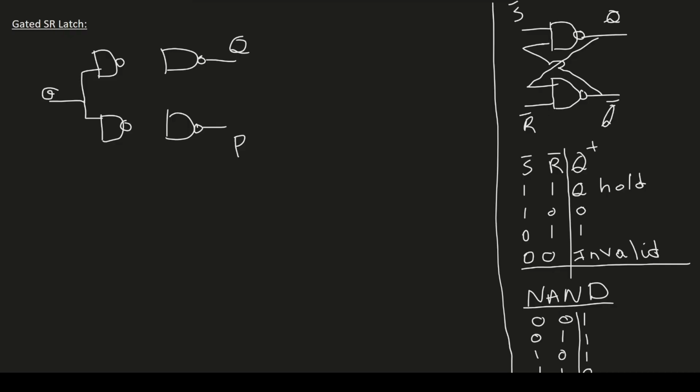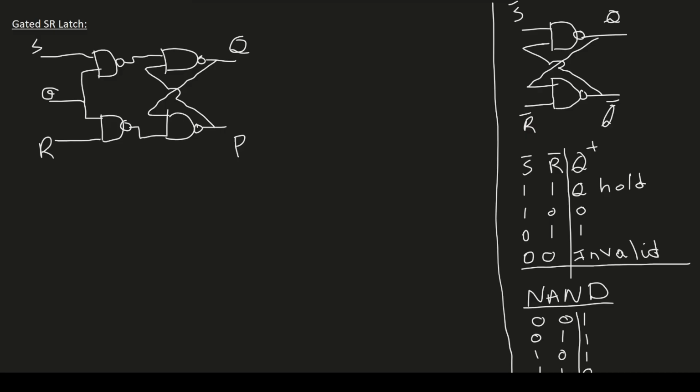This is our gate. And then the top one will have the set input, and the bottom one will have the reset input. And then this NAND gate output will be one input of the top NAND gate, and this will be here for the bottom NAND gate. And then Q will be fed back to this bottom NAND gate, and P will be fed back to the top NAND gate. So this is the circuit for the gated SR latch.